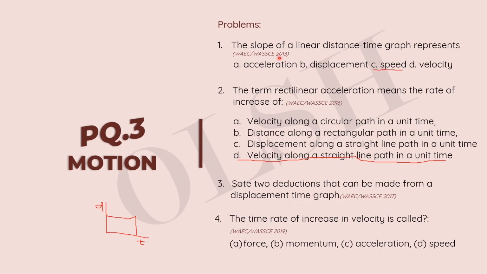If we find the slope of it, of course we're going to get the velocity. Remember in number 1 here, the slope of a linear distance time graph gives us speed. So for displacement time graph, we'll get velocity. So one of the things we can deduce from a displacement time graph is velocity. Another thing we can deduce from it is the distance traveled. Those are 2 things that at least should come to mind once you hear the displacement time graph.